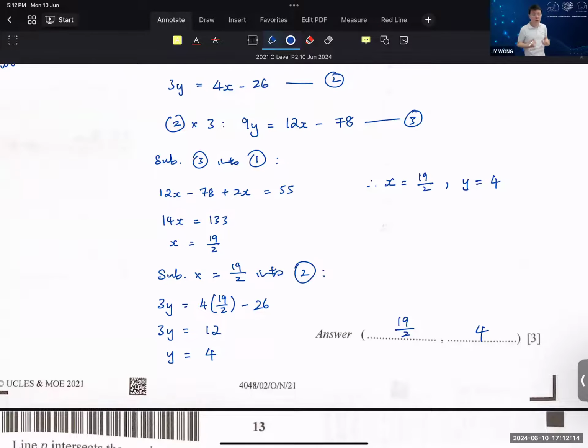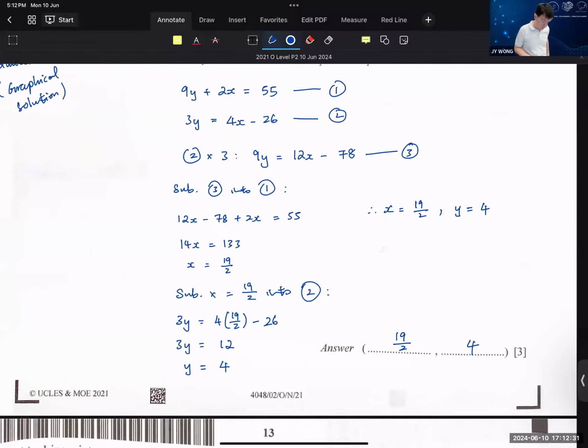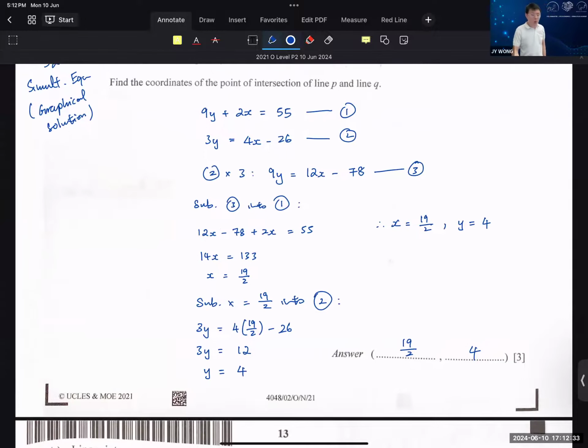Now, please make sure you present your answer in coordinate form, but obviously, because they already put the brackets for you, you should know what to do. (19 over 2, 4), or (9.5, 4), all acceptable. All right, so this is just a 3-mark simultaneous equation question. It's a graphical understanding, but of course you solve it by substitution or elimination.